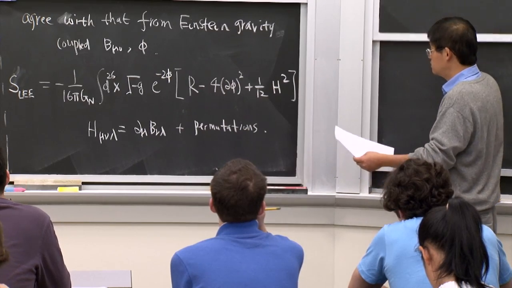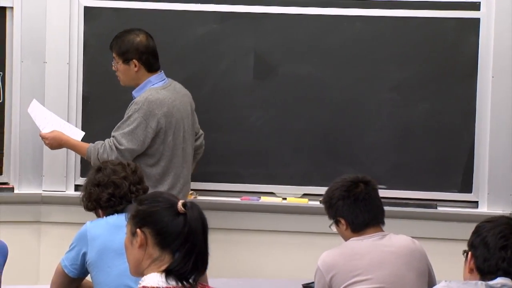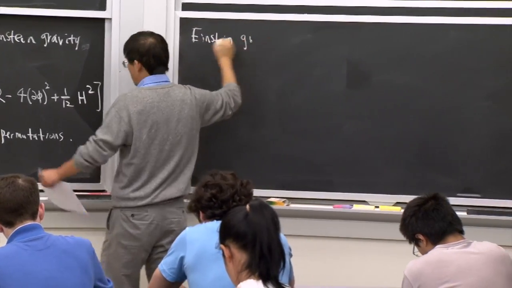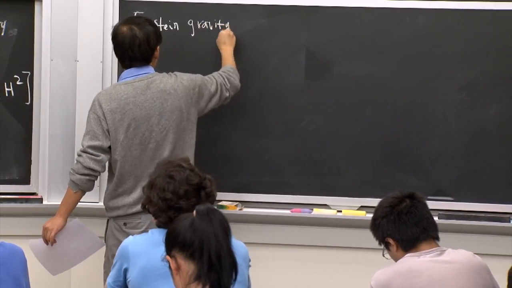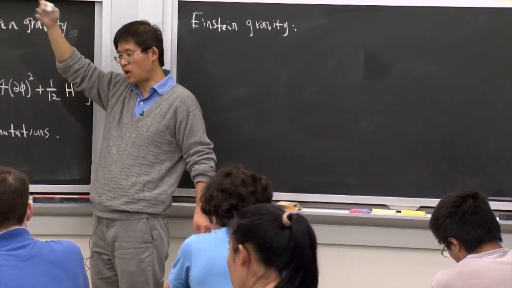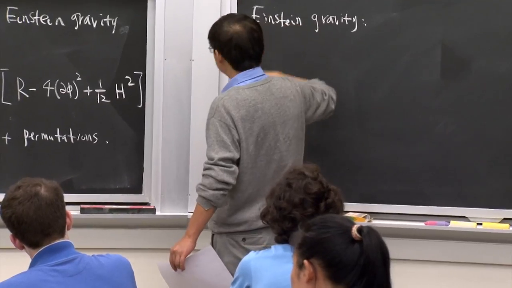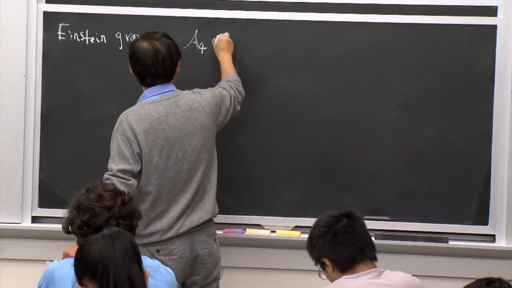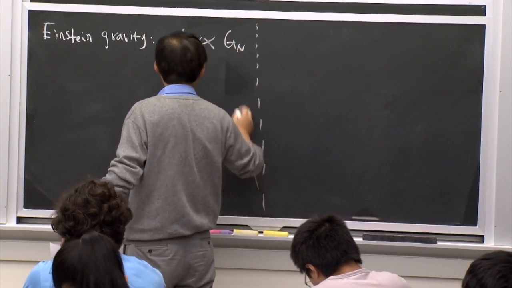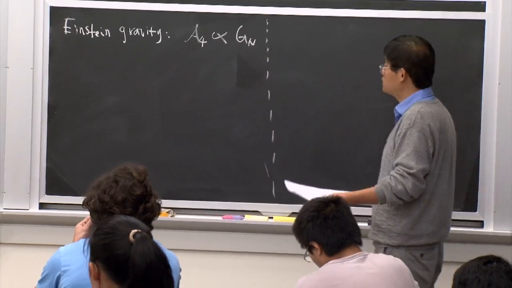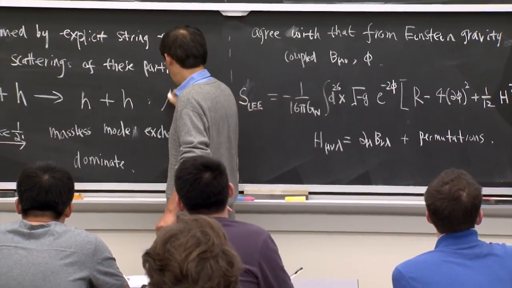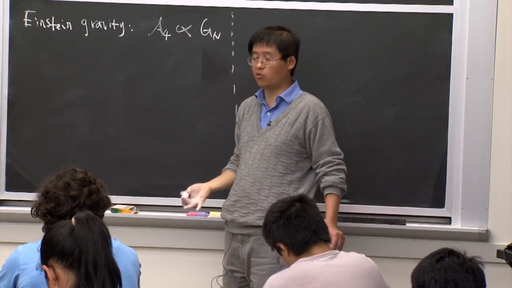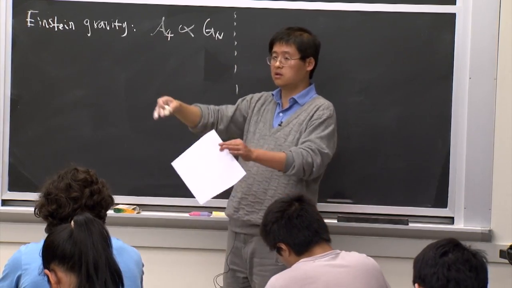So let me make one more remark. In Einstein gravity, say like this, Einstein gravity coupled to the matter field. So when I say Einstein gravity, I always imply Einstein gravity plus some other matter field, which you can add. So in Einstein gravity, such a scattering process, at the lowest order, we all know is proportional to G Newton. Okay, so this is the same G Newton which Newton observed. And let me call this scattering A4. And then the scattering for Einstein gravity is proportional to G Newton. So this is one graviton exchange. Okay, it's proportional to the Newton constant. This is the attractive force between two objects.